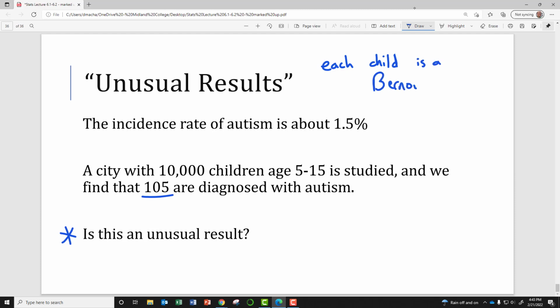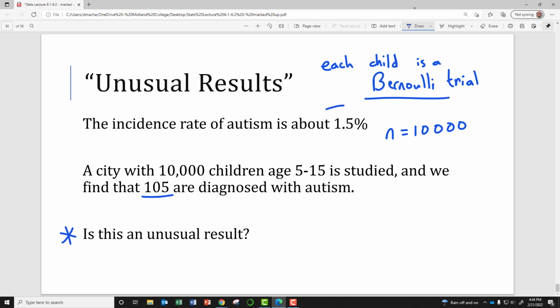I say that each child is a Bernoulli trial because for each child, either they are or are not diagnosed with autism. So this is a success or failure type of situation. There are only 2 possible outcomes, and that's the definition of a Bernoulli trial. Then the number of children who are diagnosed is a binomially distributed random variable because it's the sum of the outcomes of a bunch of Bernoulli trials. The number of Bernoulli trials in this case would be 10,000.